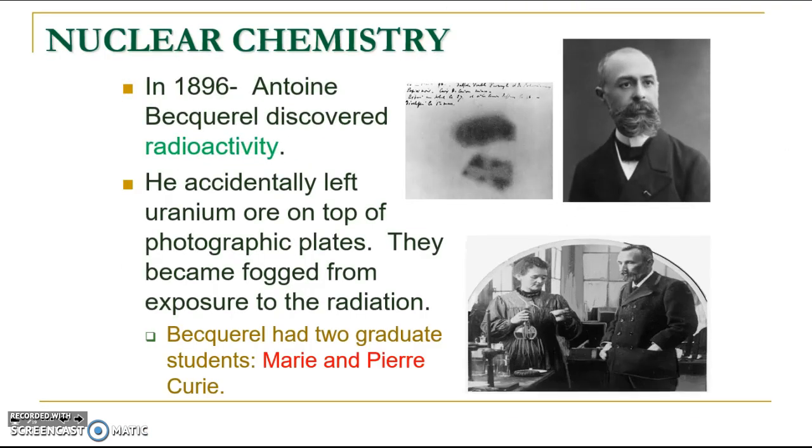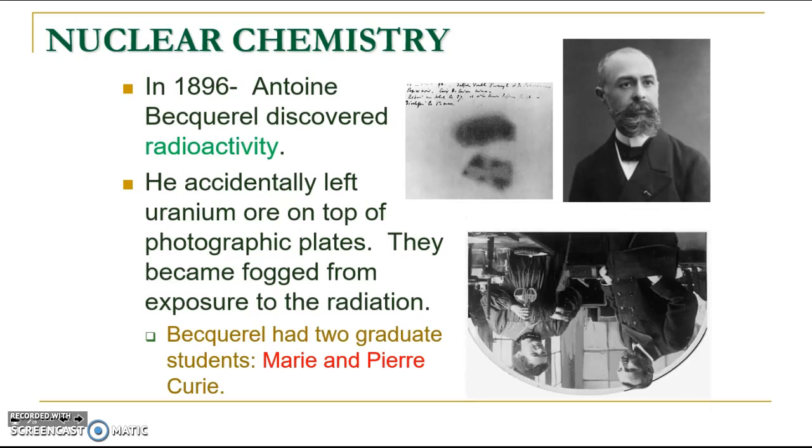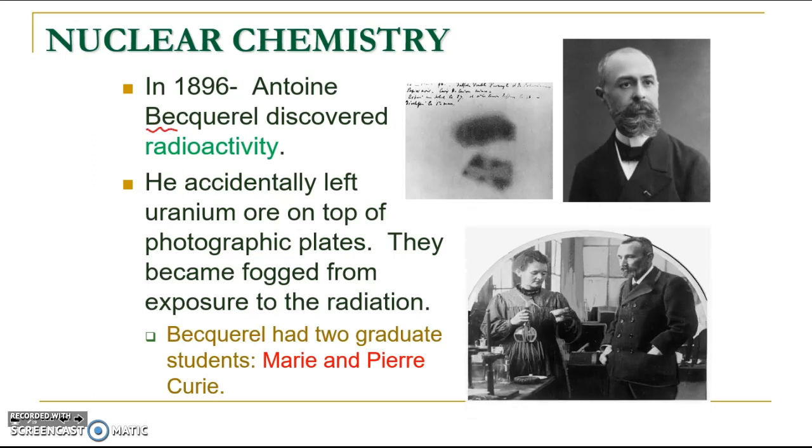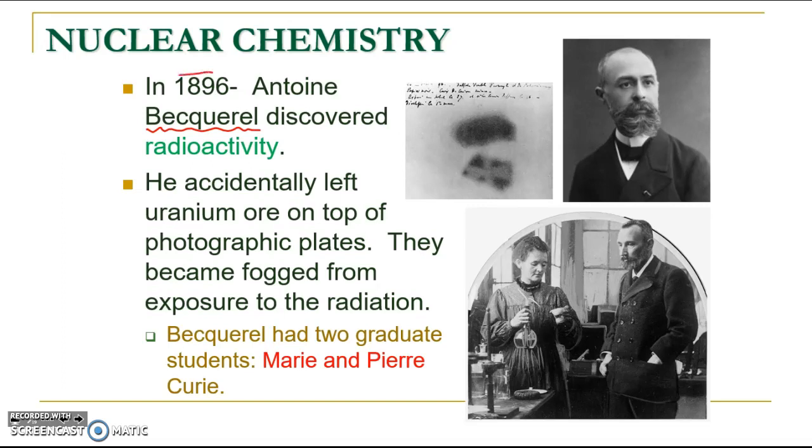Nuclear chemistry. A couple people you need to know about. Number one is going to be Antoine Becquerel. So I want you to underline this guy's name. In 1896, Mr. Becquerel discovered something called radioactivity. How did he do it? Well, it was an accident. He left a uranium ore, which is the element U, atomic number 92, on top of some photographic plates.